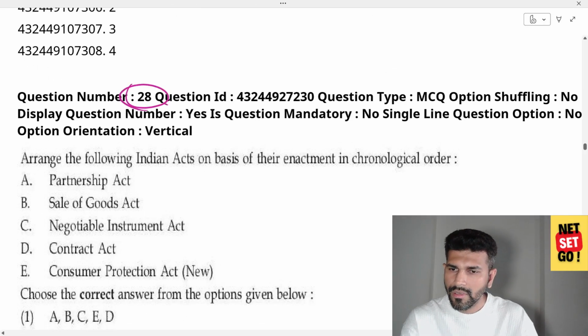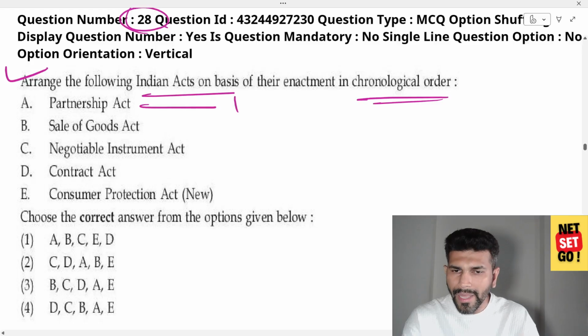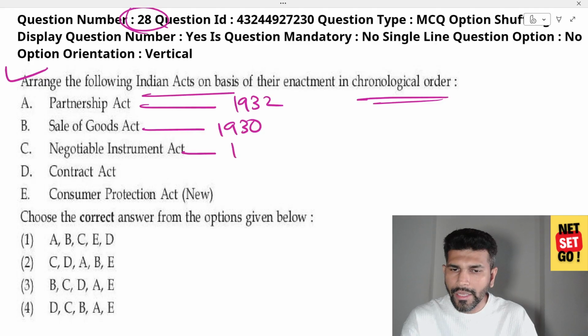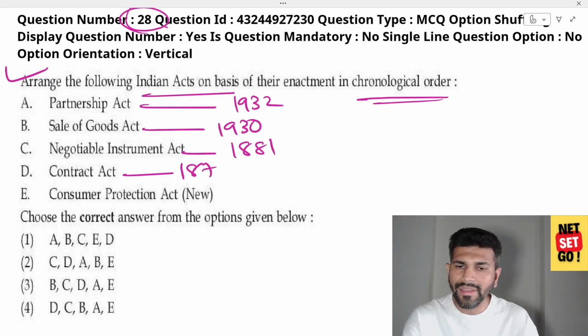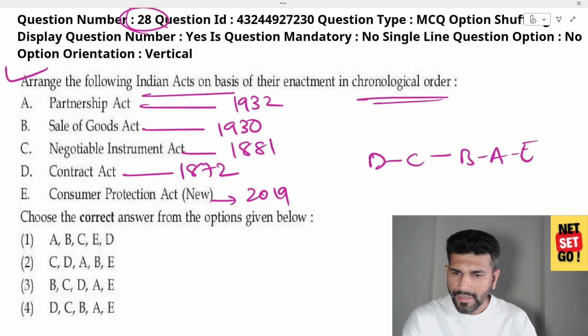Next, arrange the following Indian acts on the basis of their enactment in chronological order. Partnership Act 1932, Sale of Goods Act 1930, Negotiable Instruments Act 1881, Contract Act 1872, Consumer Protection Act 2019. So the correct sequence is D, C, B, A, E. Option 4 is the correct answer.